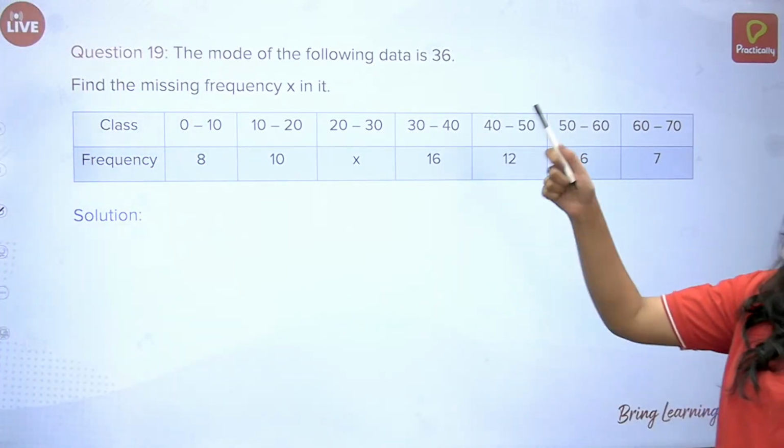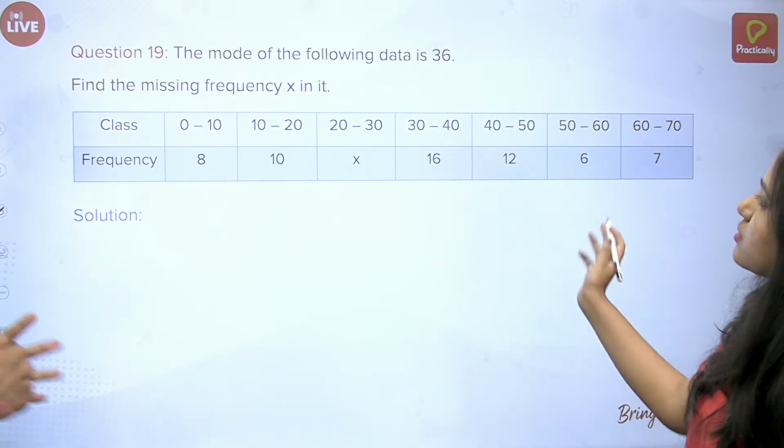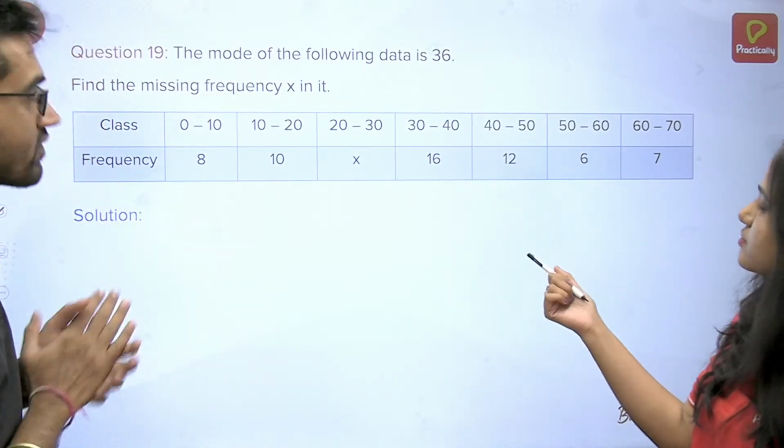Because we have done median and mean, now this is a mode question. So we'll spend 5 more minutes and be done. Then you enjoy your life.